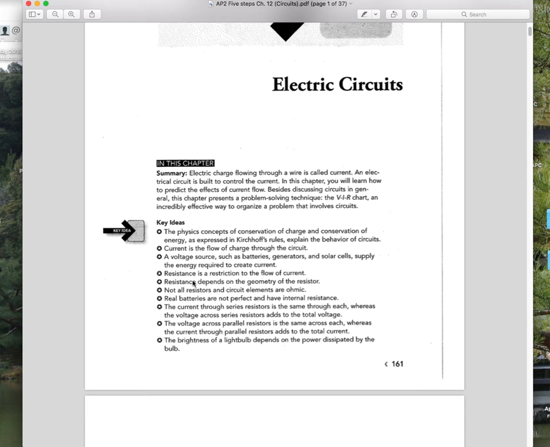Basically some ideas about how to solve for circuits, dealing with ideal situations and non-ideal situations, dealing with bulbs, resistors, capacitors.